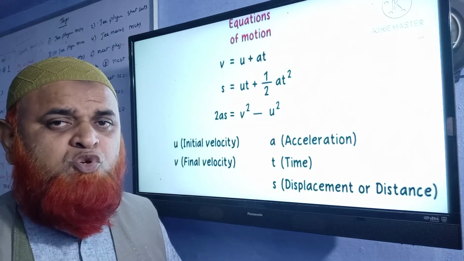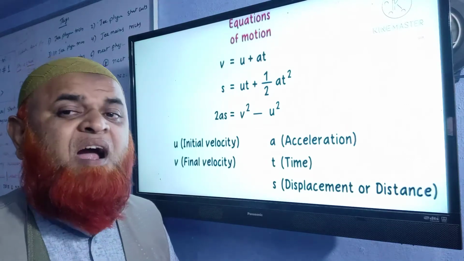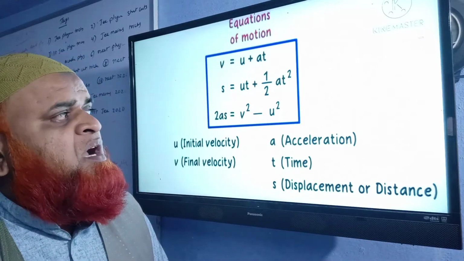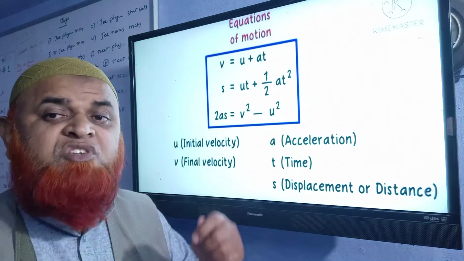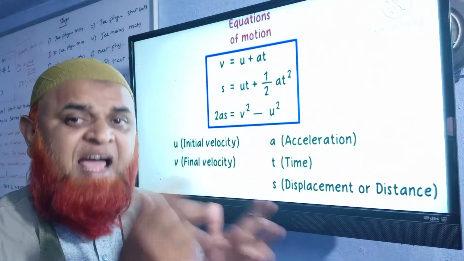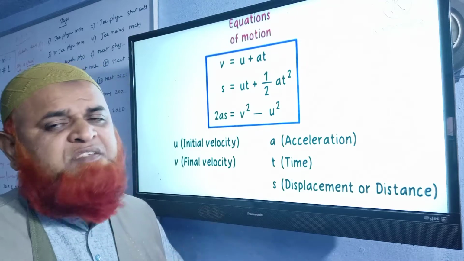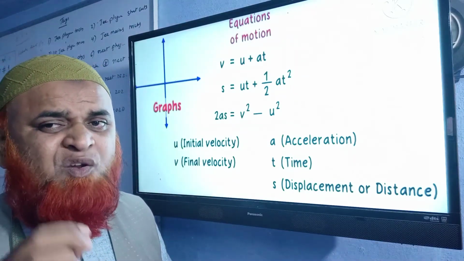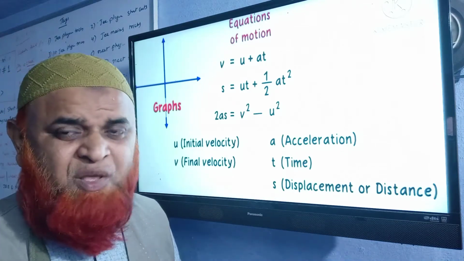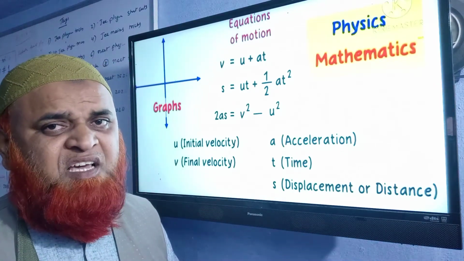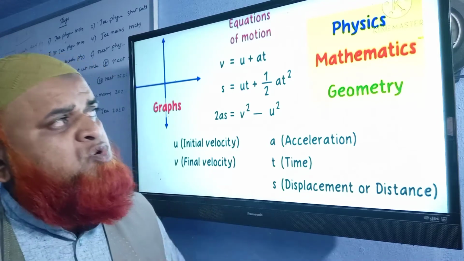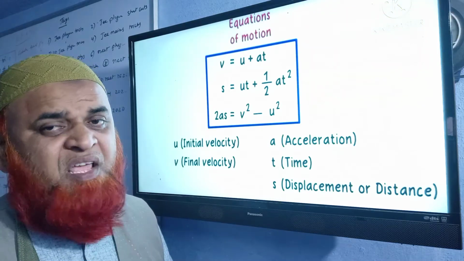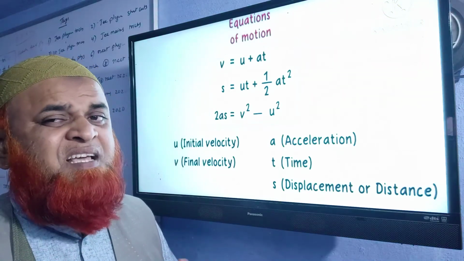So in kinematics you should know some of the basic terms, which should be understood easily. If you understand this, then it's very simple to find the derivation of the equations of motion by using graphs. So let us go for graphs. If you want to discuss graphs, you should have some basic knowledge of coordinate geometry. You should have some basic concepts in physics and mathematics, and also know some of the geometry. Let us go ahead with this topic.